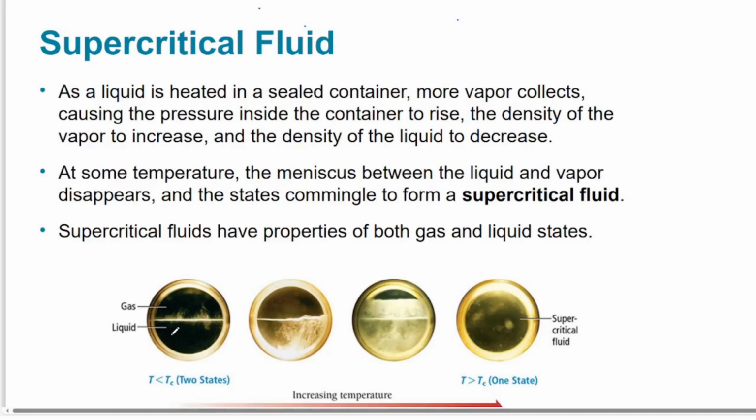As we begin to heat that liquid, then the liquid may begin to boil, and the meniscus, or the line between the liquid and gas, begins to blur to the point that we get what's called a supercritical fluid. And that's the point at which, no matter how much pressure we add, we cannot condense that substance back into its liquid state.